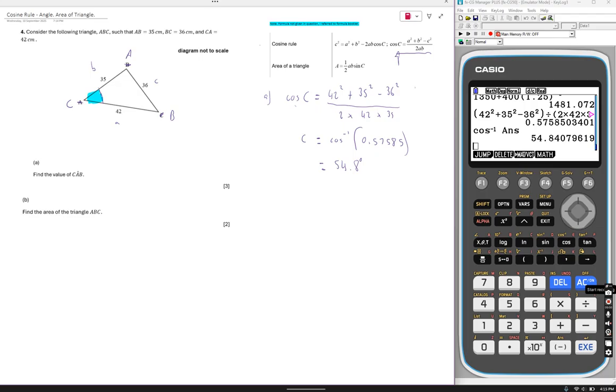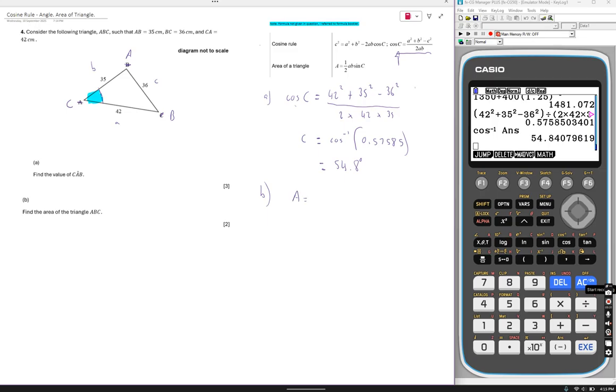That's to 3 significant figures, which is consistent with what you need in the IB. You need the units, otherwise you don't get full marks. That's for part A. For part B, we need to use this area of a triangle, a half ab sine C. It's not a half base times height. I mean, you could use that, but we don't know what the perpendicular height is, so we need to use that top formula for non-right angled triangles.